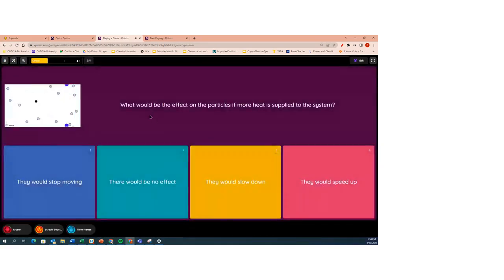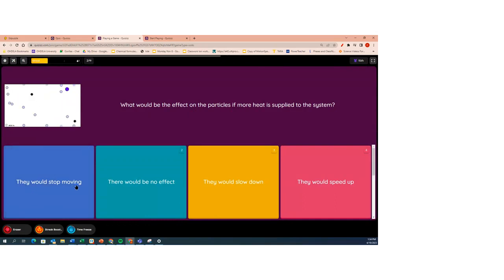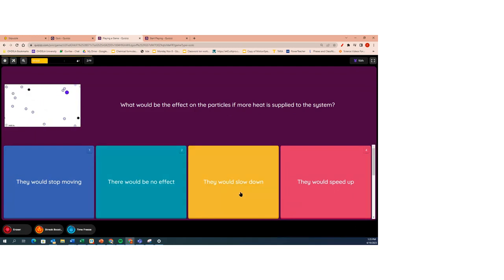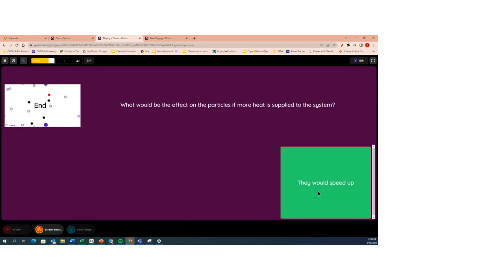All right. What would be the effect on the particles if more heat is supplied to a system? So they would stop moving. No, they wouldn't stop moving. That would be taking energy away. They wouldn't slow down, because taking heat away will slow it down. But adding energy would speed things up.